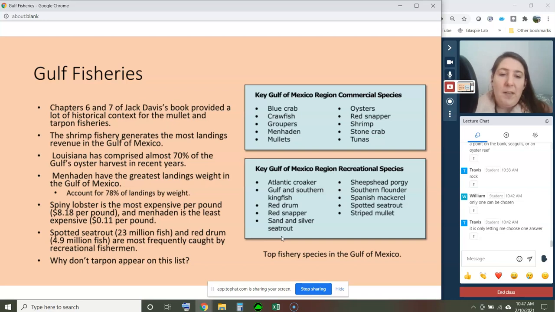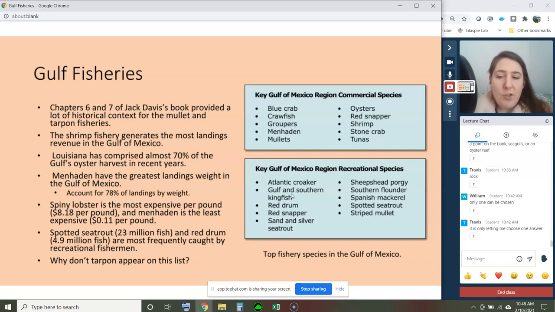So I want to spend a little bit of time talking about Gulf fisheries. In chapter 6 and 7 of Jack Davis's book, you got a lot of historical context for a couple of fisheries, especially mullet and tarpon. However, there are a lot of other really key commercial and recreational species in the Gulf, and here these two tables show you which are the major commercial species and recreational species.